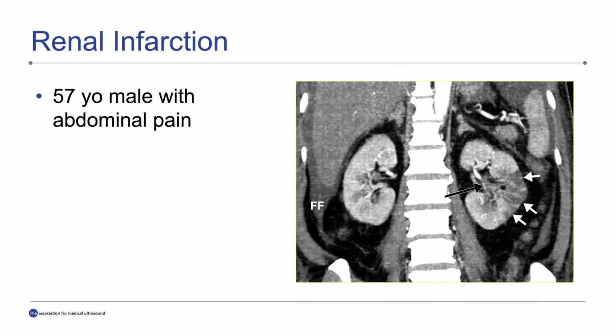Here's a 57-year-old male who presented with abdominal pain. And because of the small vessel thromboses, we see infarcts involving the left kidney. On the right kidney, we have relatively uniform enhancement of the kidney on this contrast CT scan. But on the left side, you can see these defects, these areas of decreased density, representing infarcts of the kidney and thrombosis of the vessels leading to those segments.